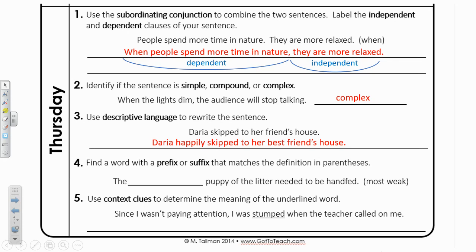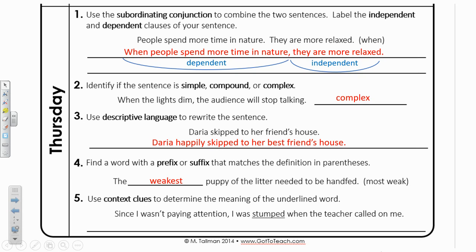Okay? Number 4 says, find a word with a prefix or suffix that matches the definition in parentheses. The blank puppy of the litter needed to be hand-fed. The word they want us to come up with means most weak. So we need to find a word that means most weak with a suffix. That word is weakest, with the est suffix. The weakest puppy of the litter needed to be hand-fed.